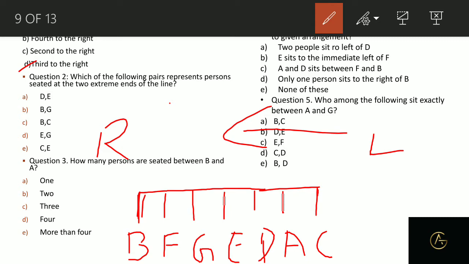Got it? Then next question, which of the following pairs represent persons seated at the two extreme ends of the line? Who are sitting? B and C. Where are B and C? C option. Right? How many persons are seated between B and A? Count it. 1, 2, 3, 4. How many? 4 persons.